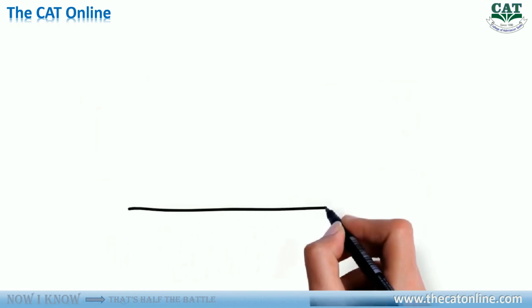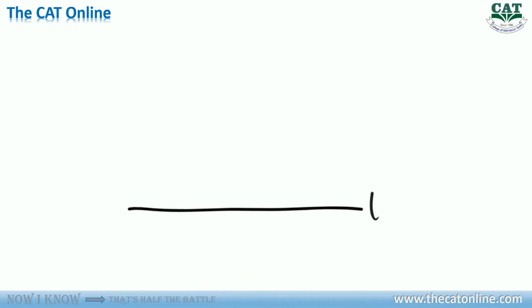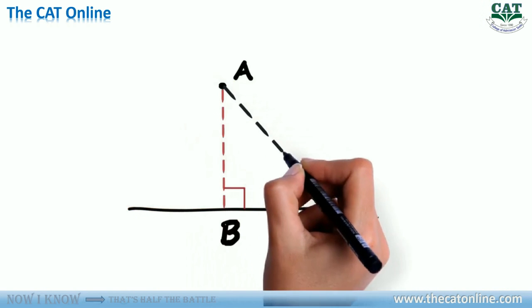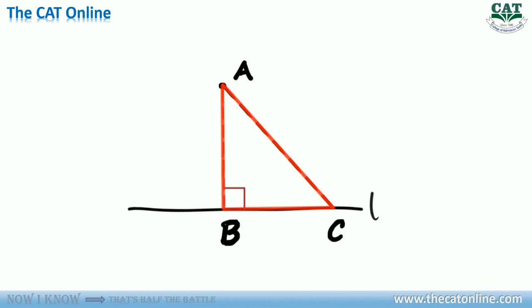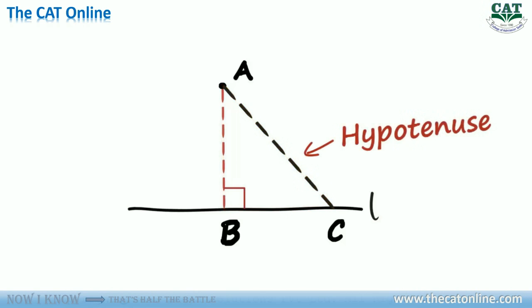Consider a straight line L and let A be any point not on the line. Let AB be the perpendicular from point A onto line L. Remember, point A is an external point and we have drawn a perpendicular from it to the line. Let's try to draw another line from this point to any point on the line. Say we draw one like this and call it AC. We can see that a right triangle ABC is formed, and AC is the hypotenuse.